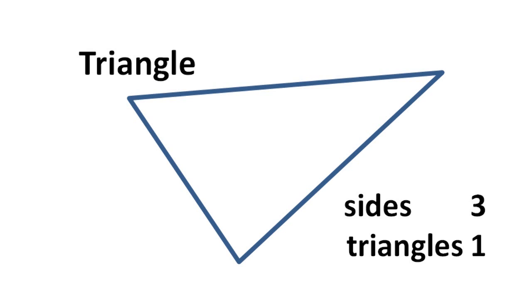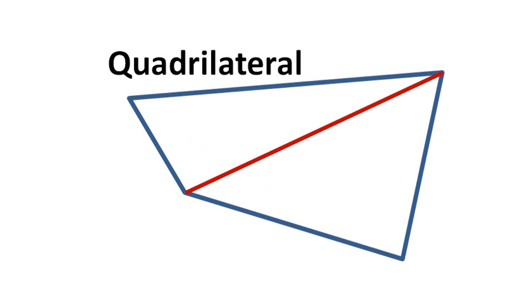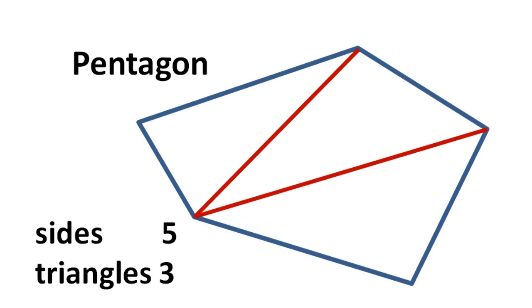First, we see the triangle. Obviously, it can be divided into one triangle only. It has three sides. Next, we look at a quadrilateral, which has four sides. Now, we can divide it into two triangles. Note that there is more than one way of doing this division, but in every case, we get only two triangles. Next, we look at the pentagon, having five sides. It can be divided into three triangles.